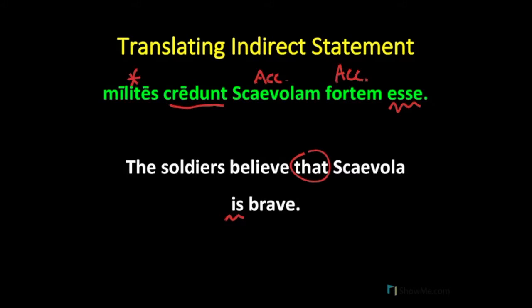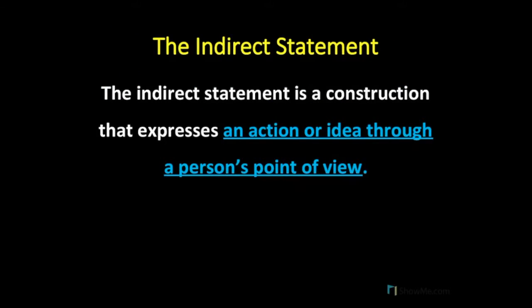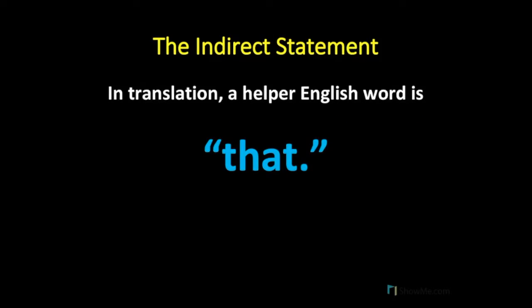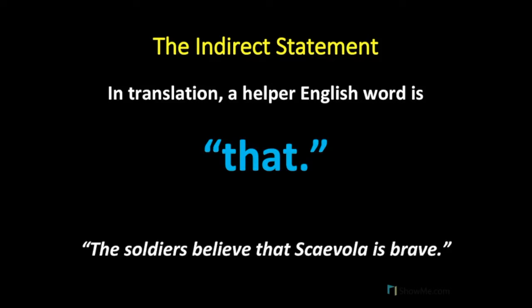Okay, let's consolidate some of our knowledge about the indirect statement. The indirect statement is a construction that expresses an action or an idea through a specific person's point of view. So, in our example, the soldiers believe that Scaevola is brave. We're looking at Scaevola's bravery through the point of view of the soldiers. And a helpful thing to think about is that in translation, the helper word in English that we want to use is that. So in our example, we had the soldiers believe that Scaevola is brave.